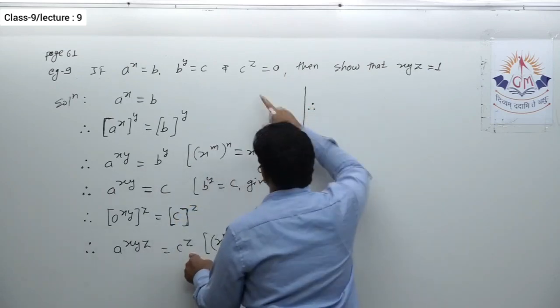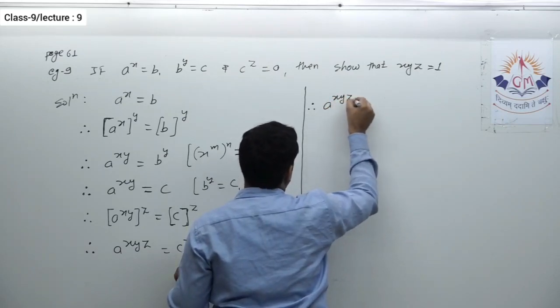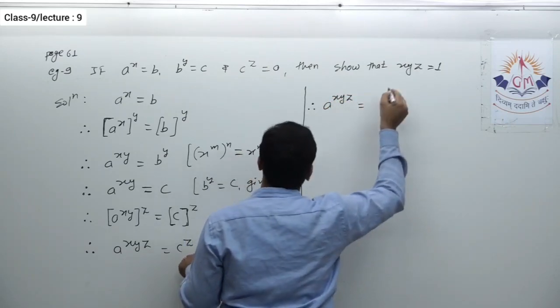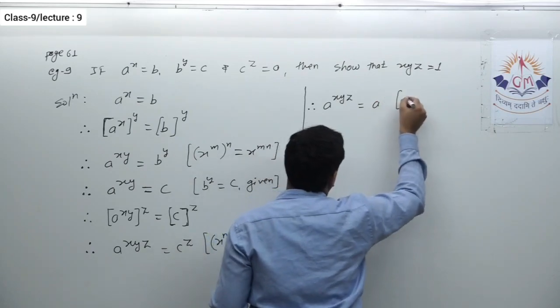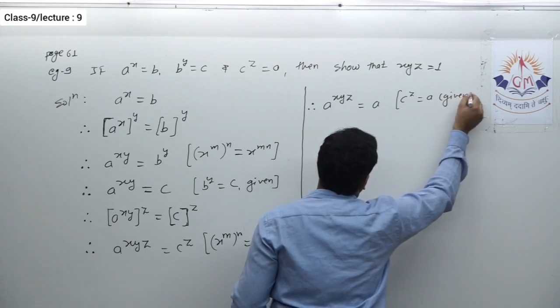Now c raised to z is equal to a. So here I write a raised to xyz is equal to, in place of c raised to z I write a, and here c raised to z is equal to a, that is given.